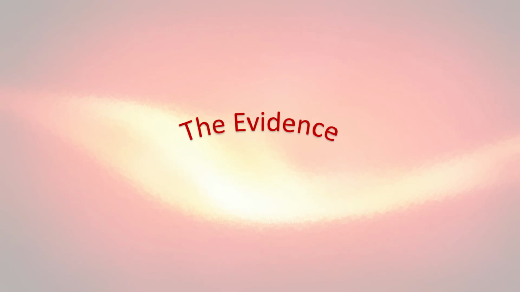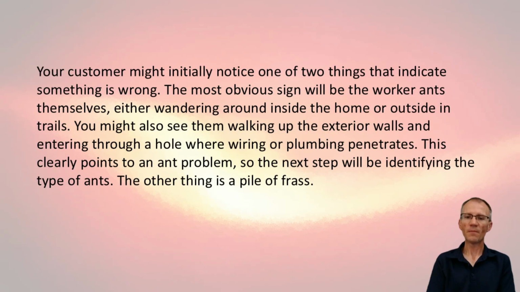Let's talk about the evidence. Your customer might initially notice one of two things that indicate something is wrong. The most obvious sign will be the worker ants themselves, either wandering around inside the home or outside in trails. You might also see them walking up the exterior walls and entering through a hole where wiring or plumbing penetrates. This clearly points to an ant problem, so the next step will be identifying the type of ants.